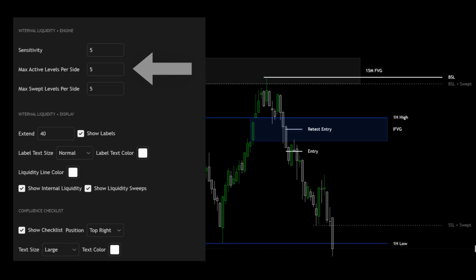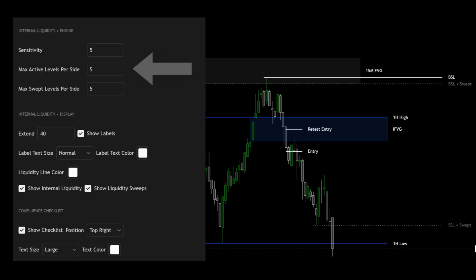Moving into internal liquidity. This section tracks smaller scale liquidity within market structure. These are areas where traders commonly place stops, making them targets for price. Sensitivity controls how frequently levels are detected. Lower sensitivity creates fewer but stronger levels, while higher sensitivity creates more frequent levels.